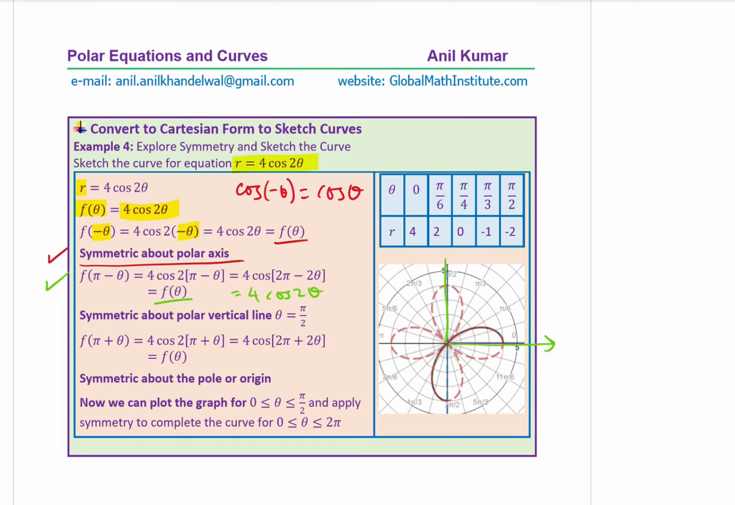Now, let us also test for the third symmetry, which is about the pole. So f of theta plus pi will be what? When you multiply by 2, you get 2 pi plus 2 theta. Since the period is 2 pi, it is the same as 4 cos 2 theta. So that is f of theta. So it is symmetric about the pole also. It has all three symmetries, right?